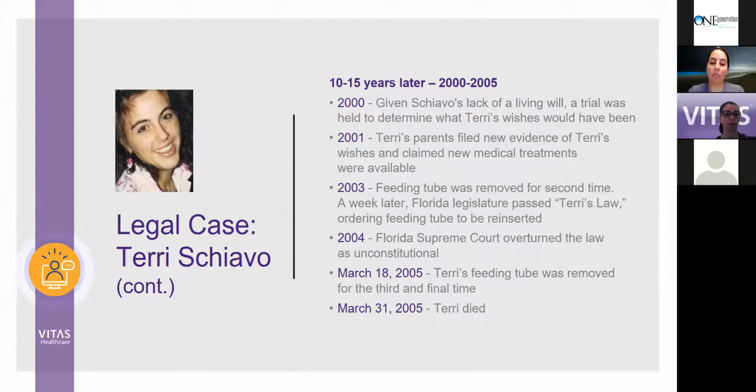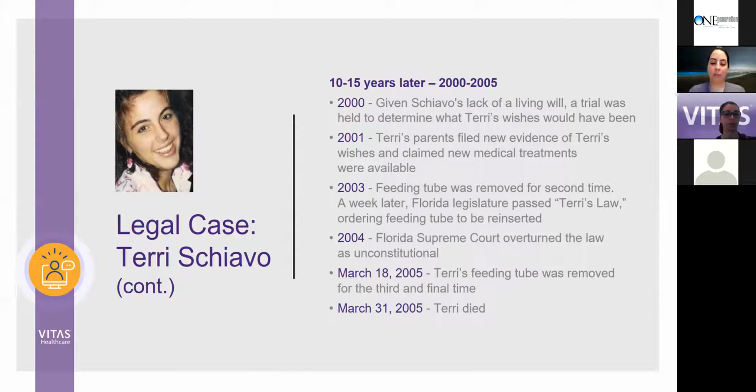Terry's parents continued to challenge Michael's guardianship. In 2001, Terry's parents filed a motion that included new evidence of Terry's wishes. They also filed another motion claiming new medical treatment was available. In 2003, Terry's feeding tube was removed for a second time.